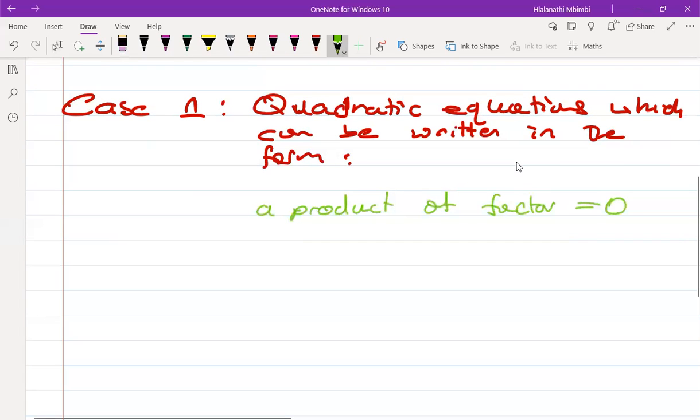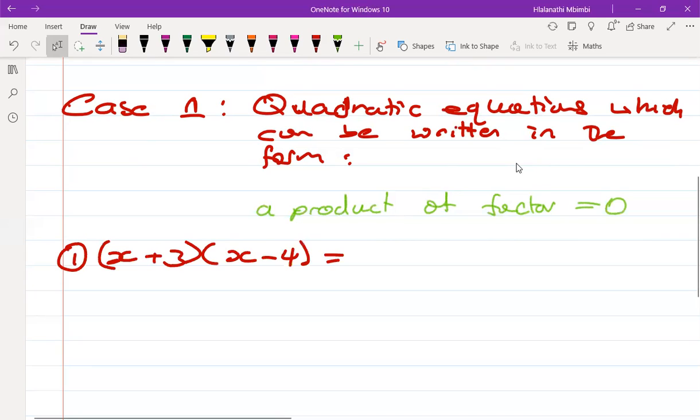Okay, let's tackle some few examples of these. So number 1, you can have something like (x plus 3)(x minus 4) is equal to minus 6. Now, you see the problem with this, just to start off with the first rule that we've introduced, is that the right-hand side is not 0, right?